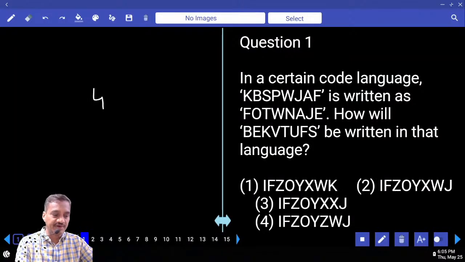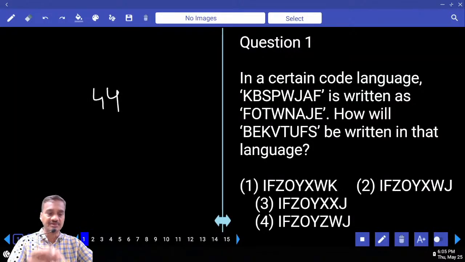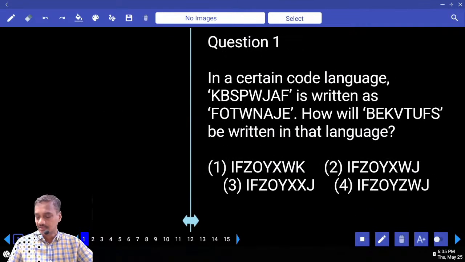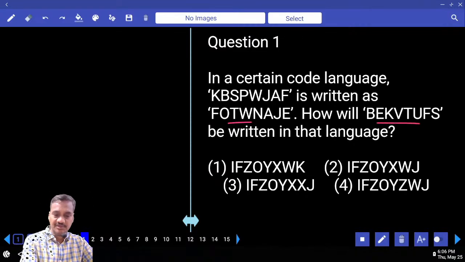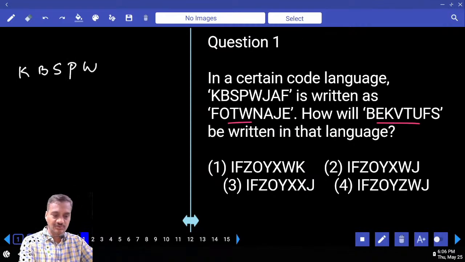Now paper number 44, CGL Tier 1. Now in this one, coming to question number 1, coding and decoding. In this, KBSPWJAF is written as so and so, then how is this word written?